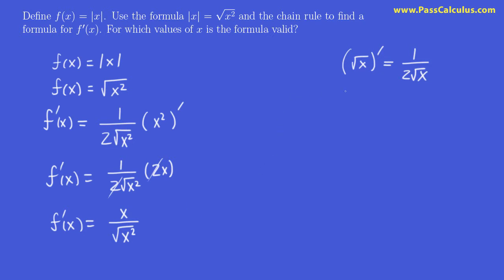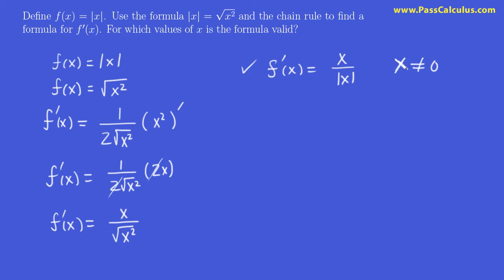I'll just go over here. I'm going to erase this. Here we go. Here's our formula. F prime of x is x over the absolute value of x. And there's our answer. Now, for which values of x is this valid? Well, we know we can never have 0 in the denominator. So that means x is not allowed to be 0 here.